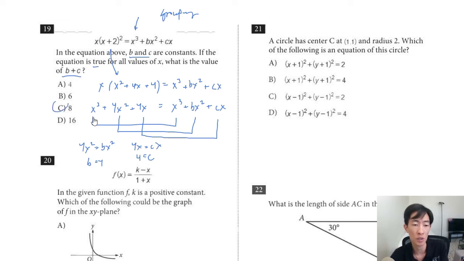So the important thing here is just recognize that this is going to be x cubed, x squared, x on both sides, and then you can just group them together.